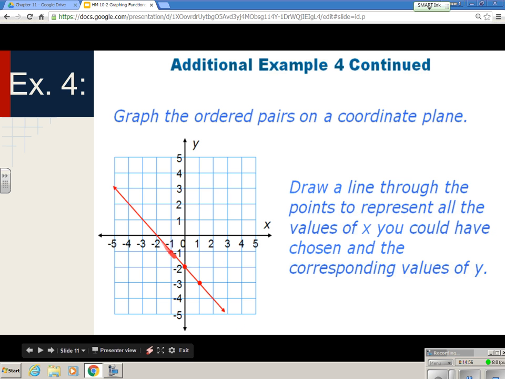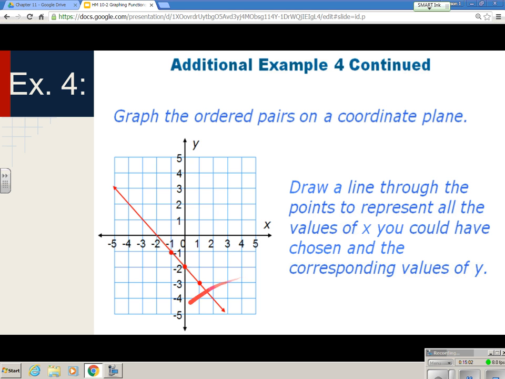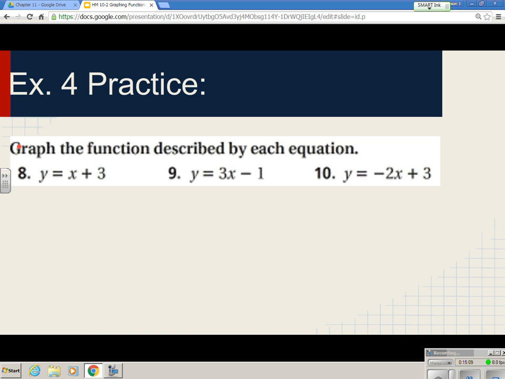And that's how you actually graph the ordered pairs to show that y equals negative x minus 2, this line. That's how you do it. All right, so here is yours. I'm going to let you pick 8, 9, and 10 as the 3 you're going to do. But again, if you want, I will go through number 8 with you, and then 9 and 10 are on your own. So if you want to start all 3 on your own, go ahead and start now. Otherwise, wait, and we'll go through number 8.